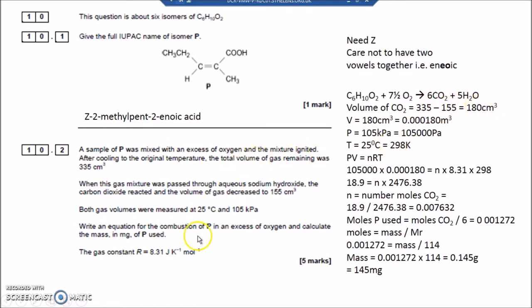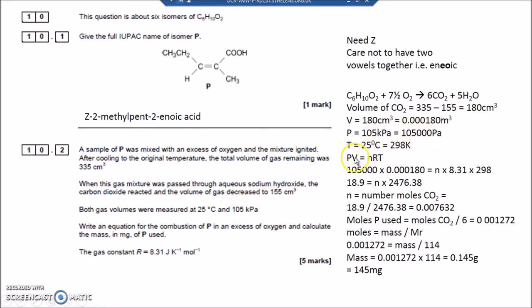Now it wants me to do something with this carbon dioxide. Clearly, it's given me a gas constant, so it'd only be giving me that if it wanted me to use PV equals nRT. So have I got a pressure? Yes, 105 kilopascals. It needs conversion into pascals. A large unit like a kilopascal goes down into a smaller unit, so multiply by 1,000. So 105 kilopascals is 105,000 pascals.